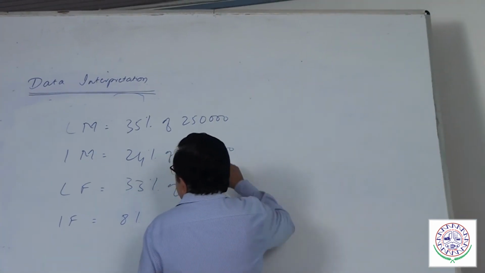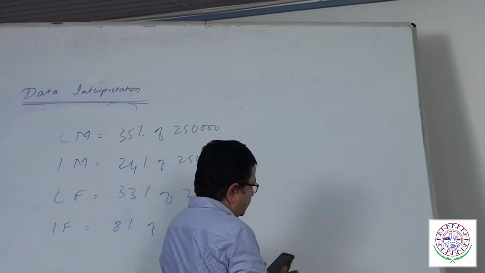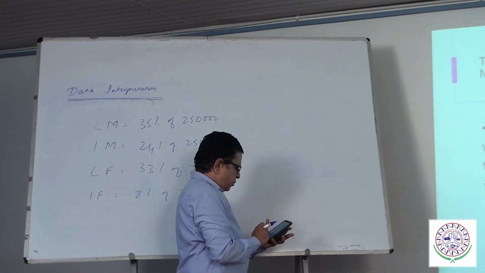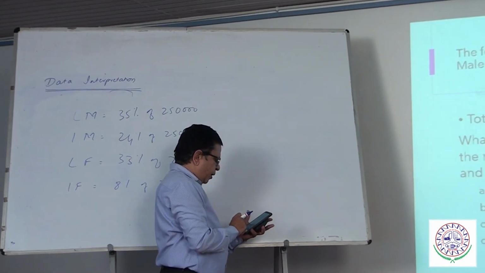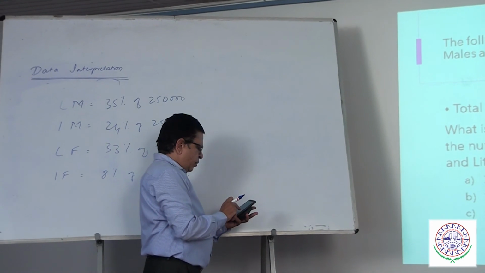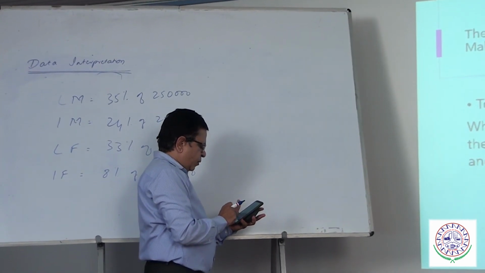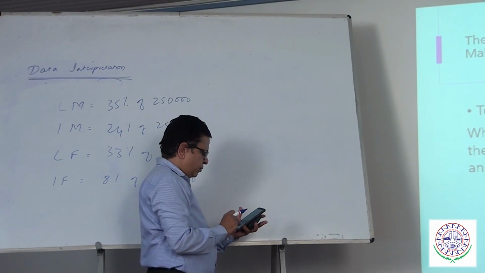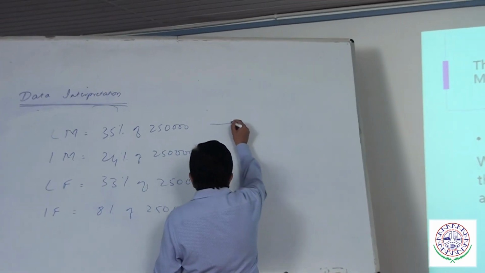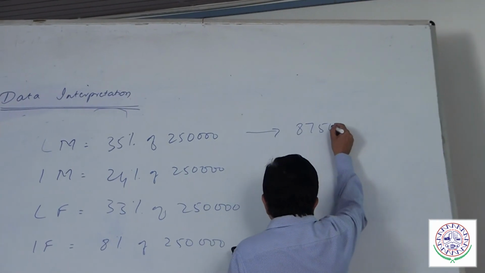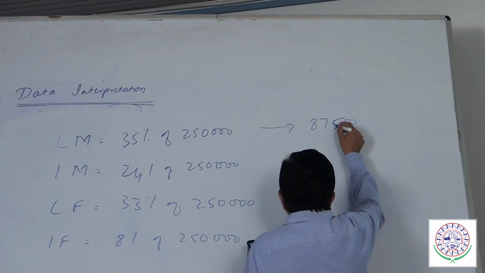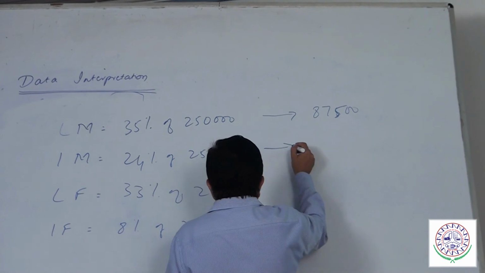So 35% of 2,50,000 is how much? 35 divided by 100 into 2,50,000. That is 87,500 literate males.